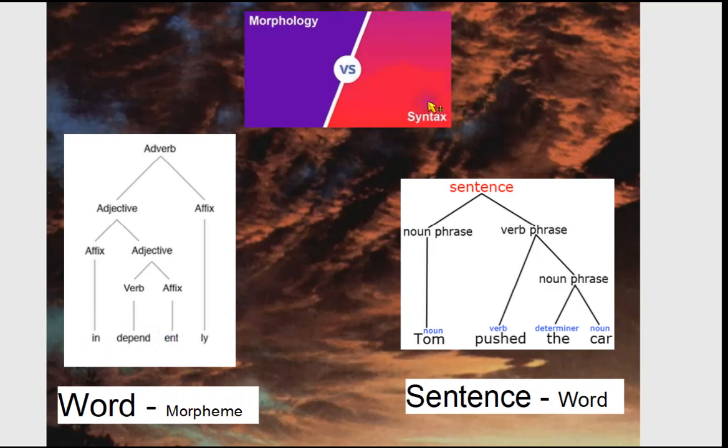In syntax, the biggest grammatical unit with meaning is the sentence. And the minimum grammatical unit with meaning is the word. Take a look at this example. Tom pushed the car. Okay, Tom is a noun phrase. Pushed is a verb phrase. And we have a noun phrase, the car. We're going to be talking about these during this subject, during the semester. These are the types of exercises.